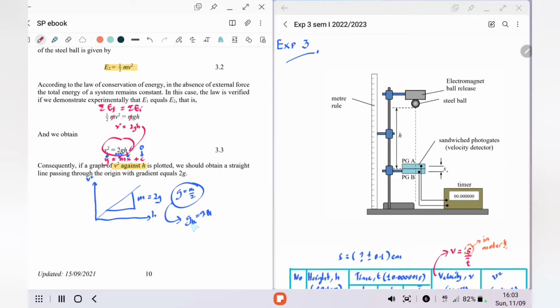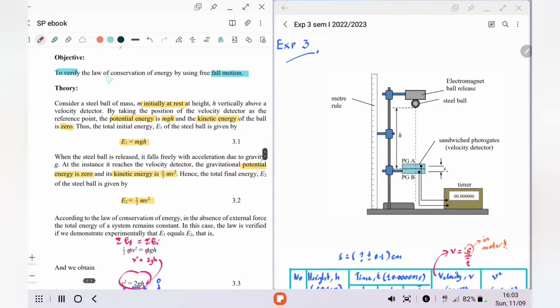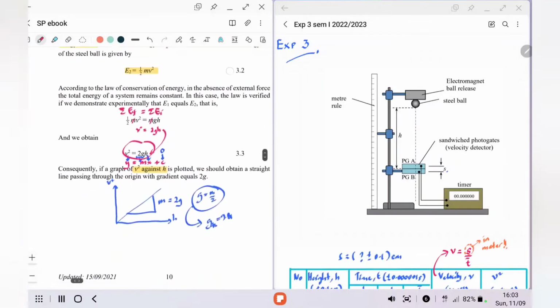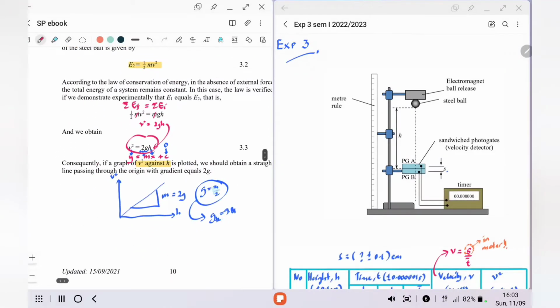Our theoretical g is 9.81. By comparing these two values, if g equals 9.81, which equals the theoretical g, it means we have verified the principle of conservation of energy. But if the g from the graph is different, it means that it doesn't verify. So this is the way we verify the law of conservation of energy, based on g.